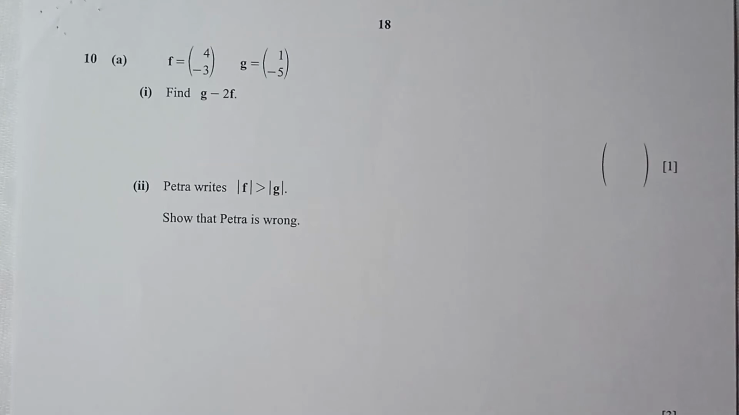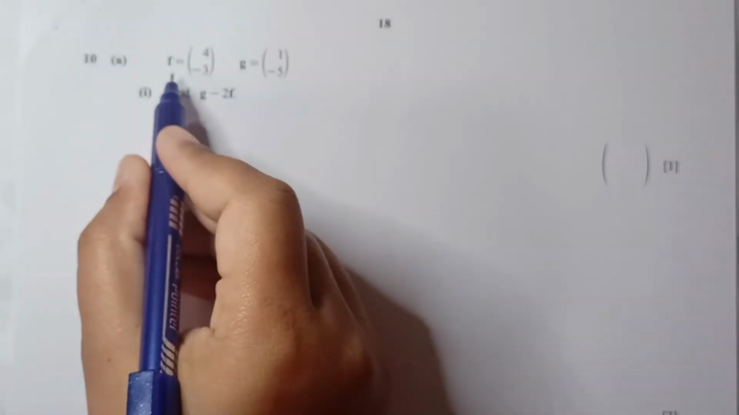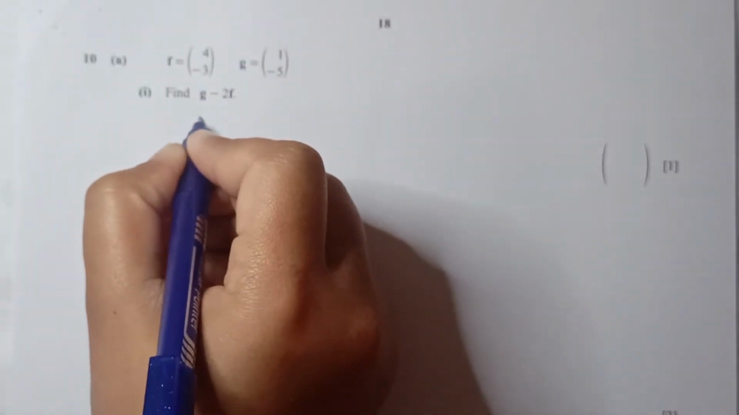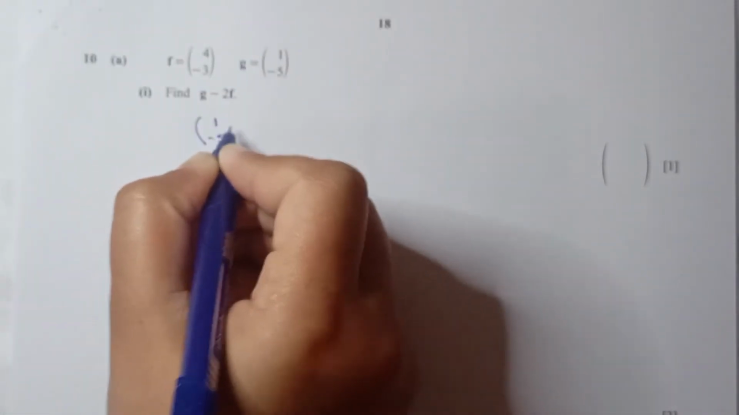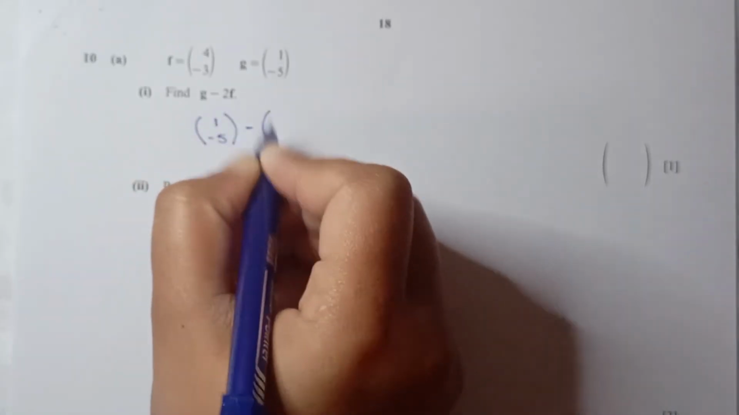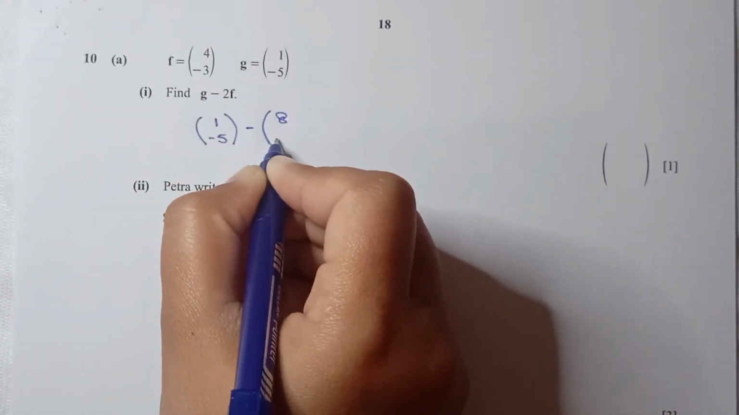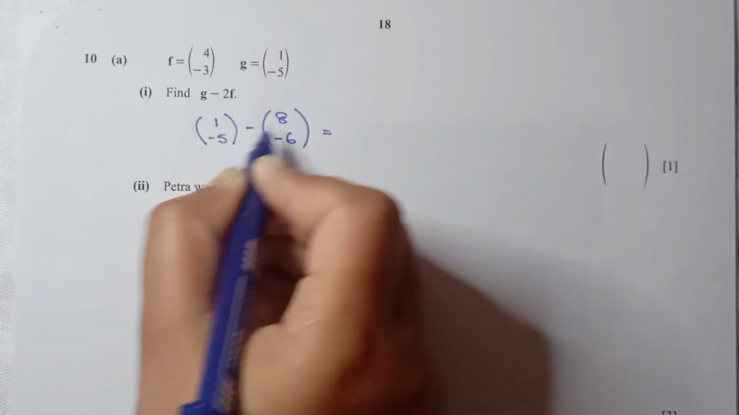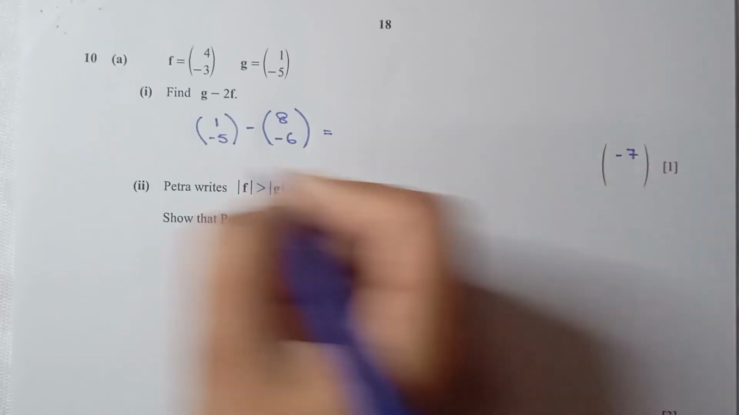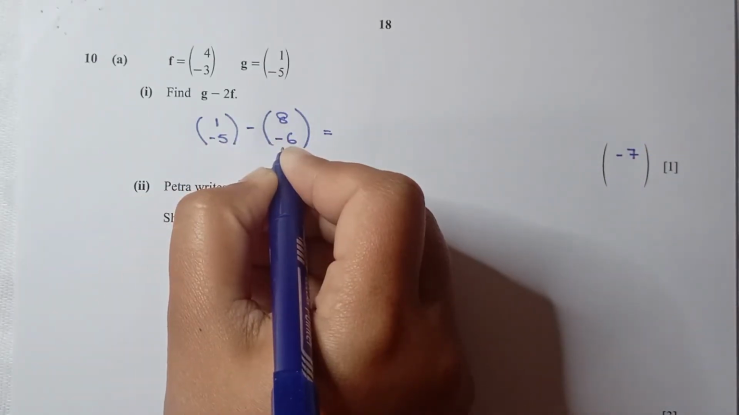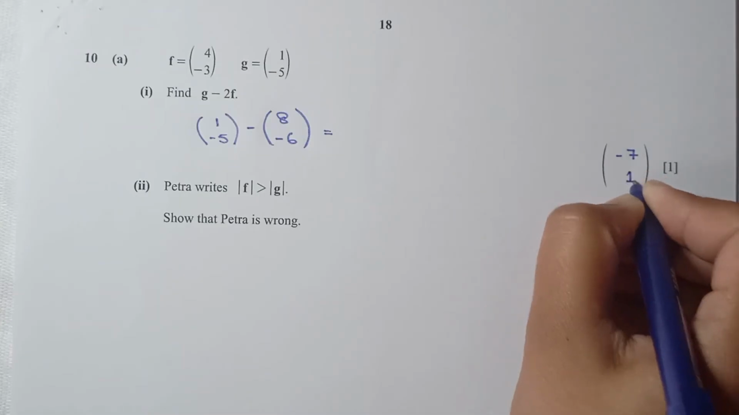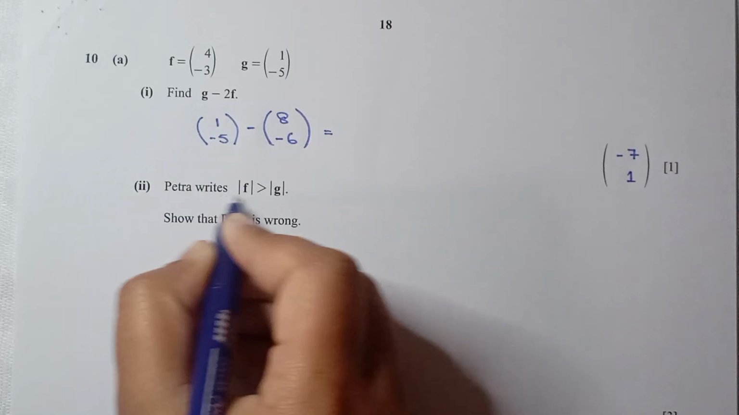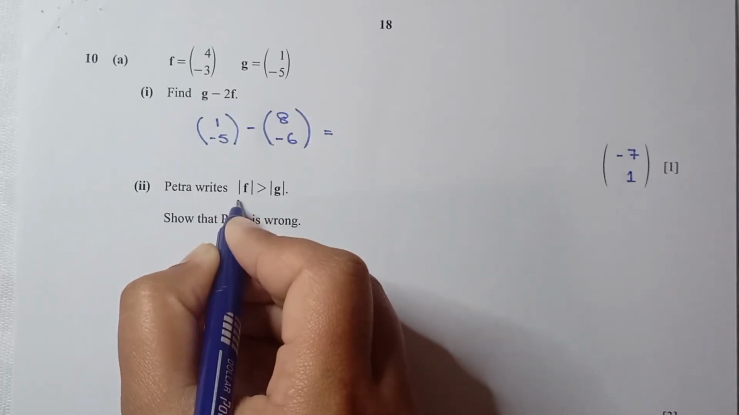And in A part, we have given the vector f and g. In first, we need to find g minus 2f. So g is 1, minus 5, and then minus 2 times f would be 2 times 4 is 8, and 2 times 3 is negative of 6. So if we subtract, 1 minus 8 is minus 7, and 5 minus minus would be plus, 5 plus 6 is 11. So minus 7, 11.